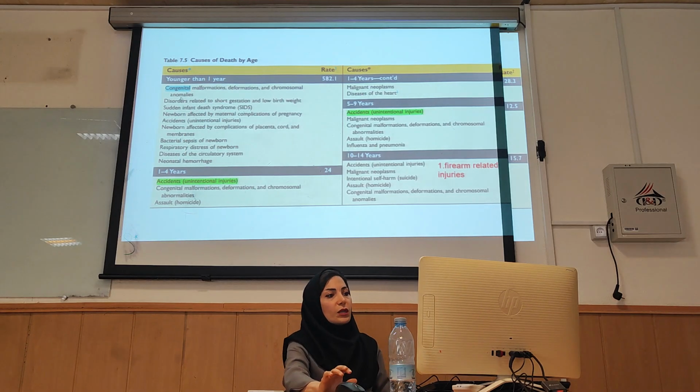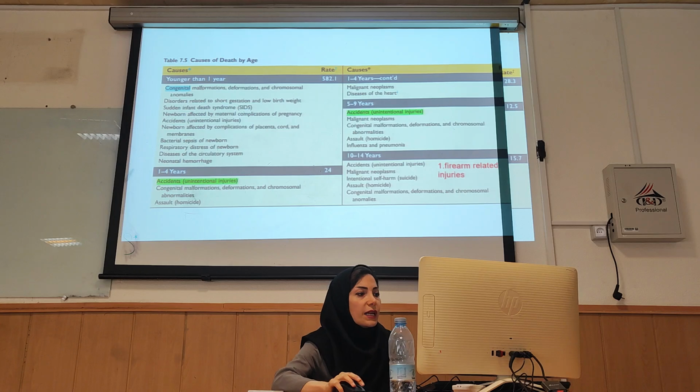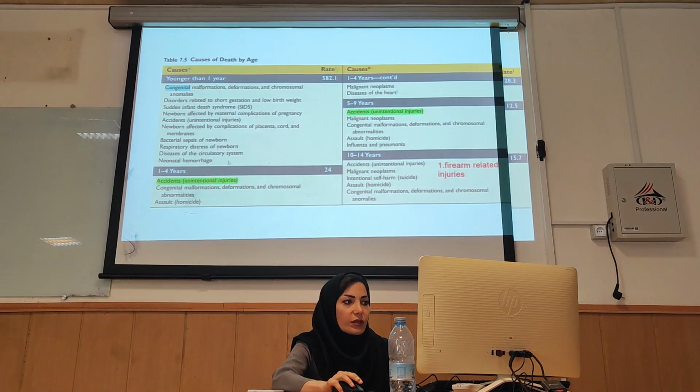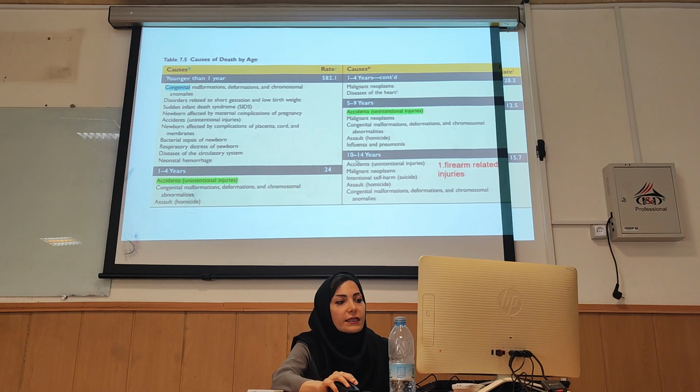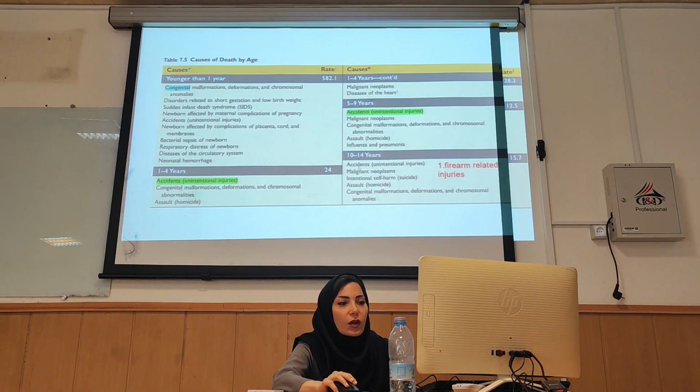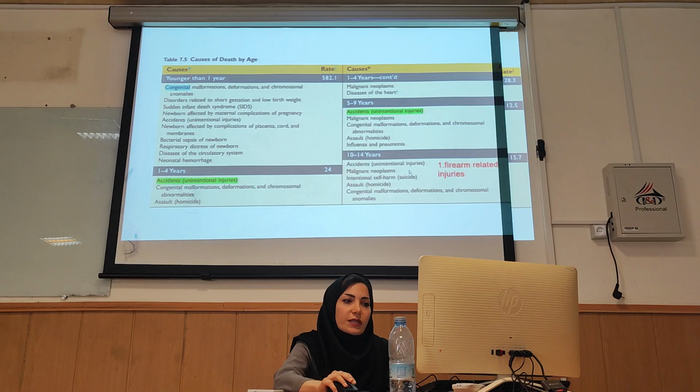You see that the most common cause of death in the first group, younger than 1 year, is congenital malformation. But in the others, accidents are the most important cause. In the Robbins book, you see that in the last group, 10 to 14 years old, firearm-related injuries are at the top of the list. After that, accidents are located.